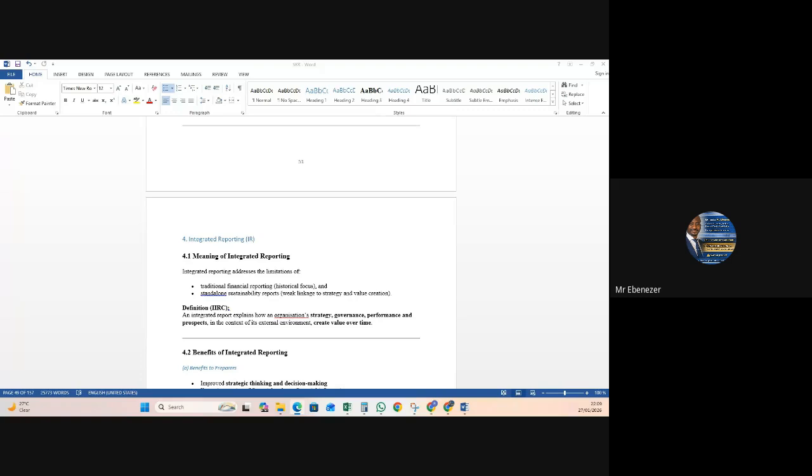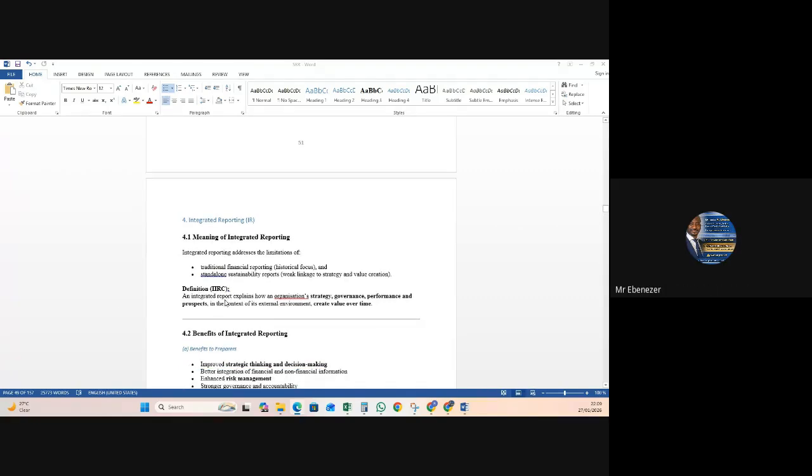Are we together, please? Yes, sir. Now, the International Integrated Reporting Council defines integrated reporting as how an organization's strategy, governance, performance, and prospects, in the context of its external environment, create value over time.